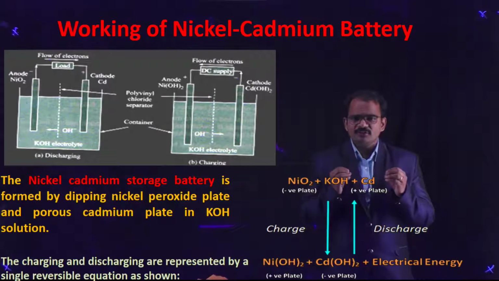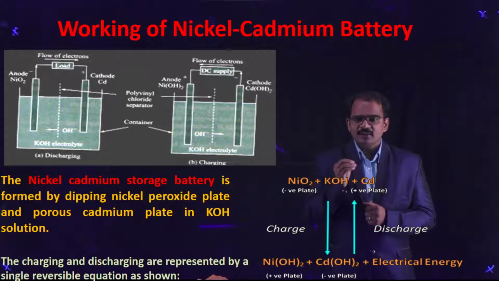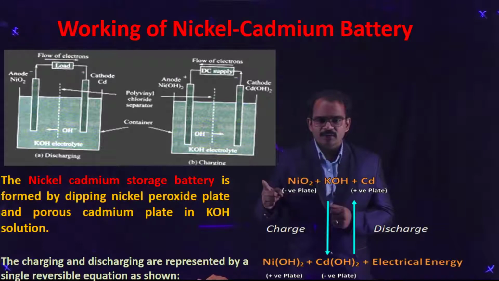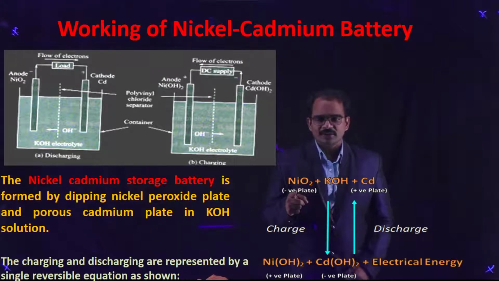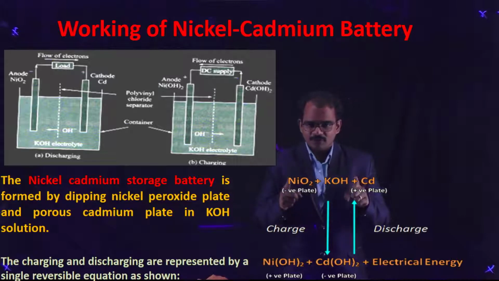Now coming to the working of this nickel cadmium battery, the nickel cadmium storage battery is formed by dipping the nickel peroxide and the cadmium electrodes in KOH electrolyte solution, that is potassium hydroxide electrolytic solution. So you have nickel oxide at the positive plate and you have cadmium at the negative plate. As we have already discussed, we have nickel oxide at the positive plate of a battery and cadmium at the negative plate of a battery.